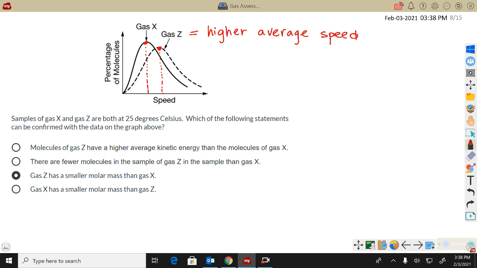And so gas X has a lower speed. Gas Z is traveling at a higher speed. Speed and velocity depend on mass. So gas Z is a lighter gas. It's got a smaller molar mass, so on average, particles of gas Z are traveling faster. Average kinetic energy is temperature. So as long as they're at the same temperature, they have the same average kinetic energy. And for these graphs, the area under each graph should be the same, representing the fact that the samples have the same number of particles.